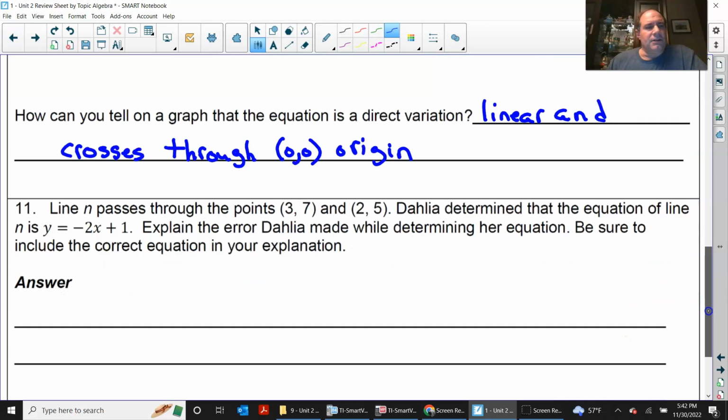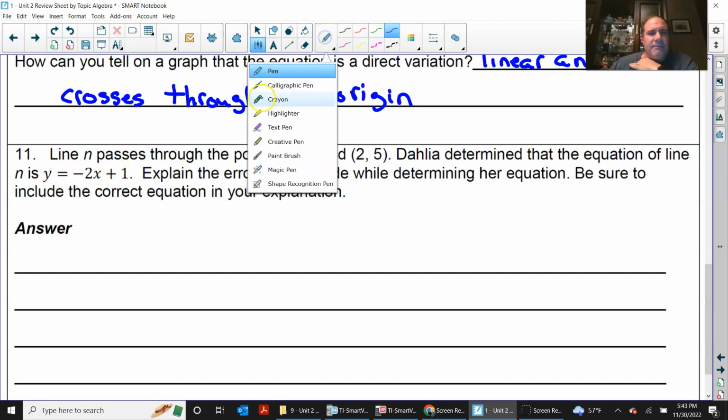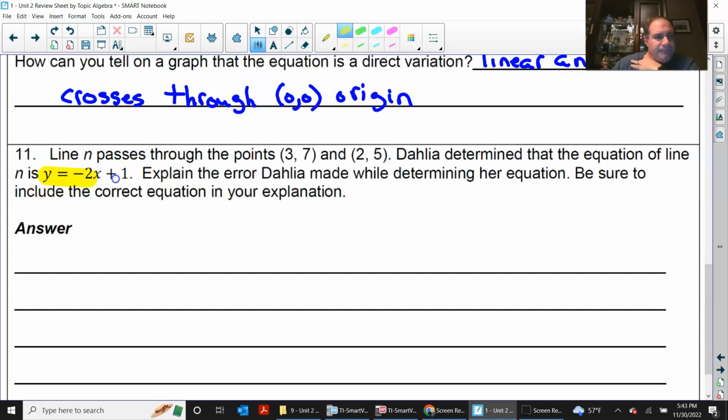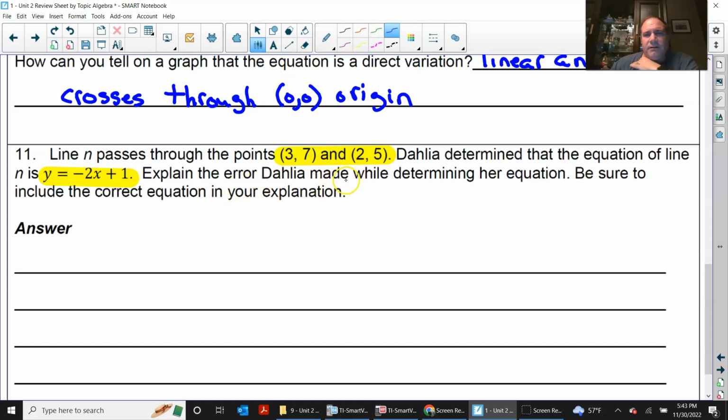All right. Line N passes through the points (3, 7) and (2, 5). Dahlia determined that the equation of the line N is y equals negative 2x plus 1. Oh, let me get my highlighter right here. Okay. So explain the error Dahlia made. Explain the error that she made.